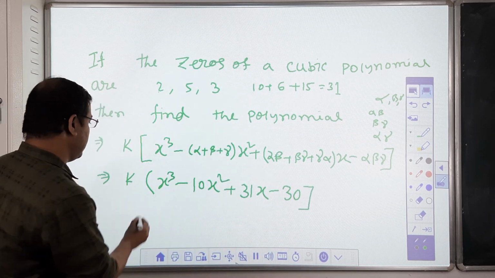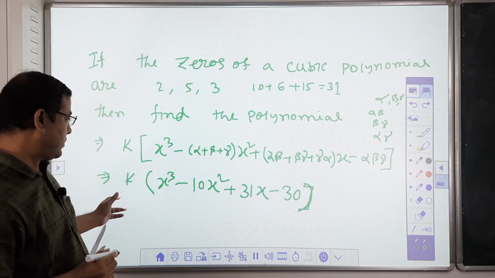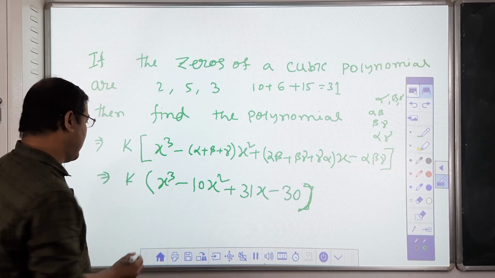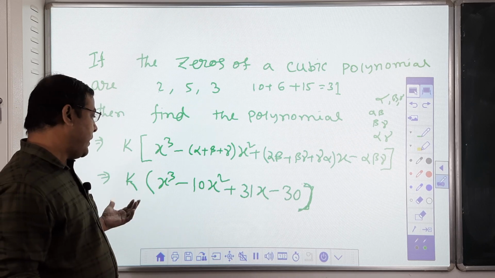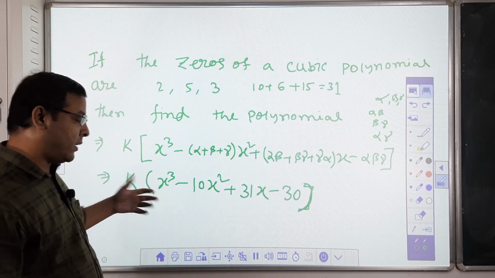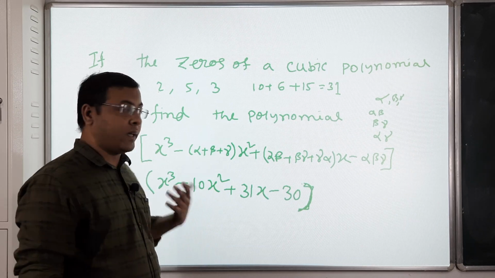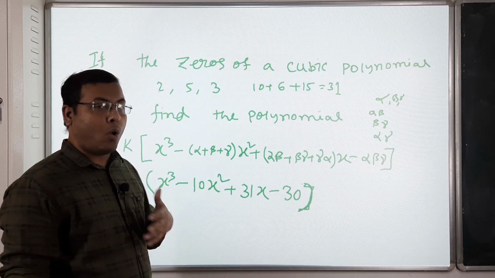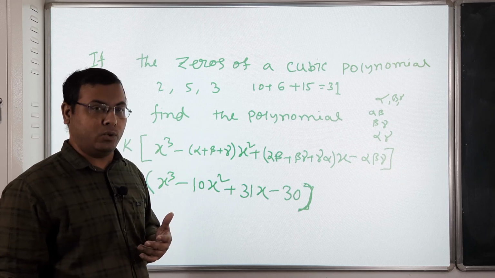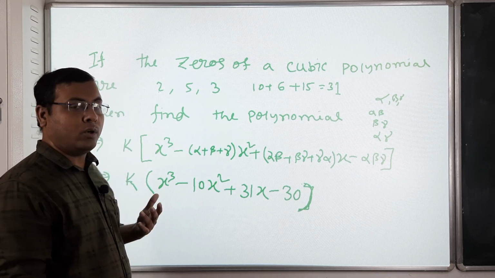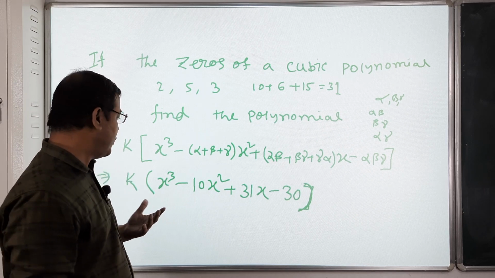So this is the general form of the cubic polynomial. You can take k equal to 1, then you get a cubic polynomial. If you take k equal to 2, then you get another cubic polynomial. If you put k equal to 3, then you get another cubic polynomial. But all these polynomials have the same zeros, and also the degree is the same. So there are also an infinite number of cubic polynomials possible.